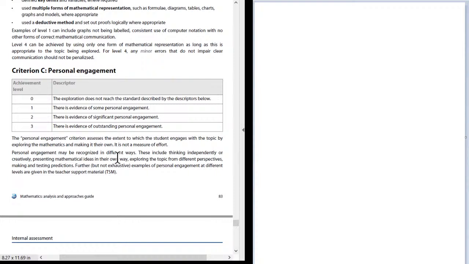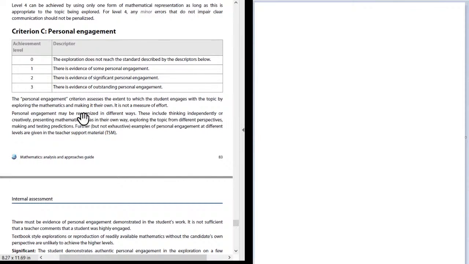IB is looking for you to interact with the mathematics of the exploration. So it can be recognizing things. It includes independent thinking or creative thinking, presenting ideas, and exploring the topic from different perspectives. So it's a way of looking at different viewpoints and making and testing predictions.